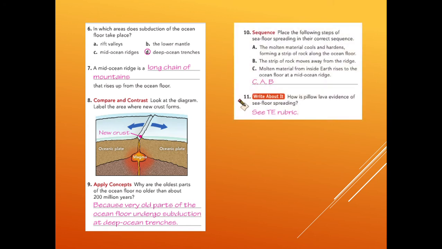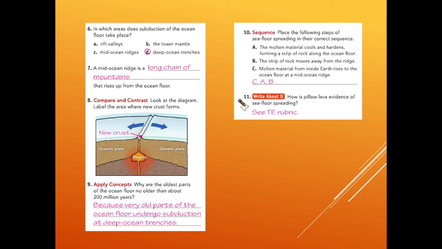Number 10, sequence. Place the following steps of seafloor spreading in their correct sequence. So the first step that we will find will be letter C. Molten material from inside Earth rises to the ocean floor at a mid-ocean ridge. That is the first thing we have to find. Then number 2, we have letter A. The molten material cools and hardens, forming a strip of rock along the ocean floor.